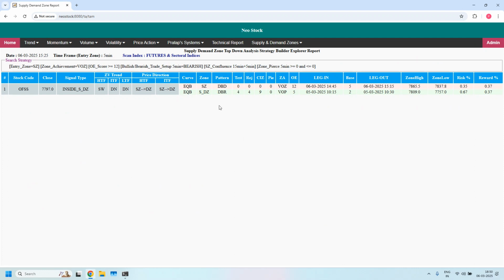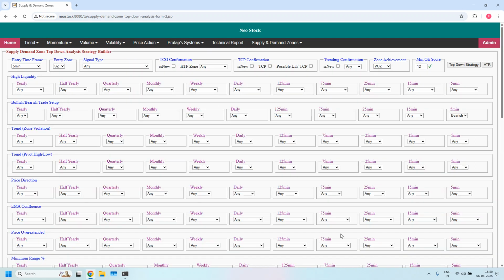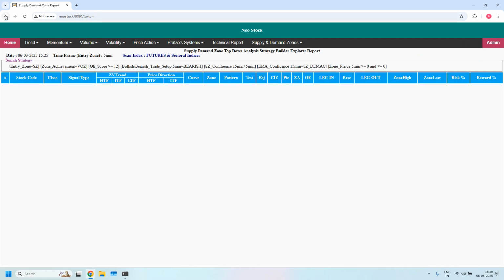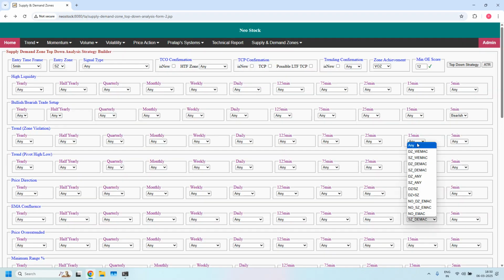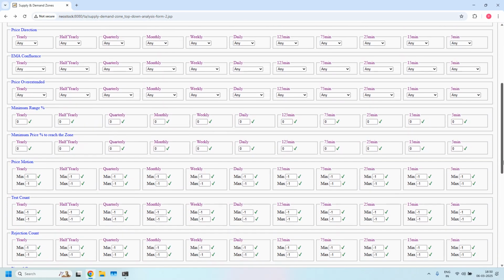Let's check the supply zone is having any EMA confluence. The 15 minutes, because 5 minutes is overlapped with 15. So we are checking 15 minutes supply zone having daily EMA confluence. So it is not having. So I am removing EMA filter and checking that stock is having HTF supply zone confluence.